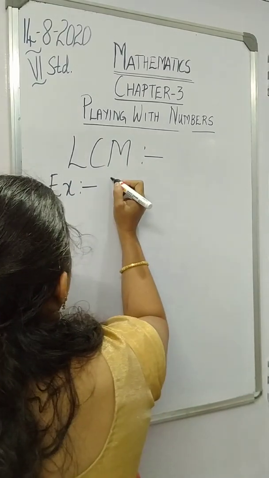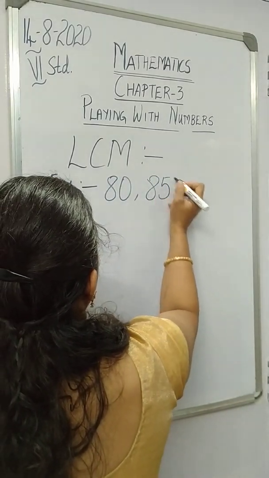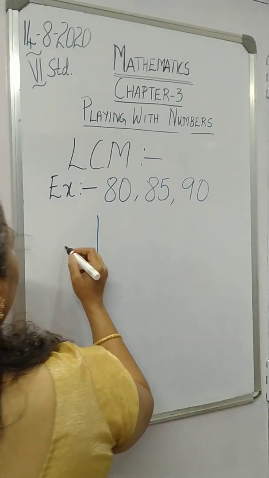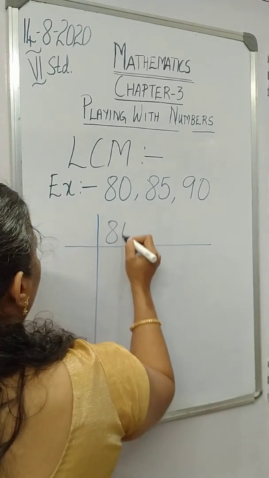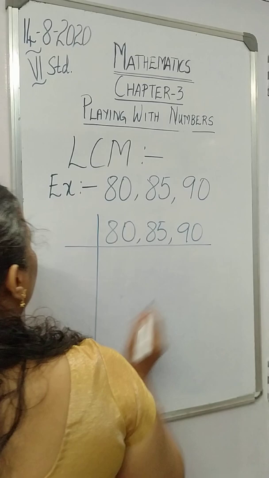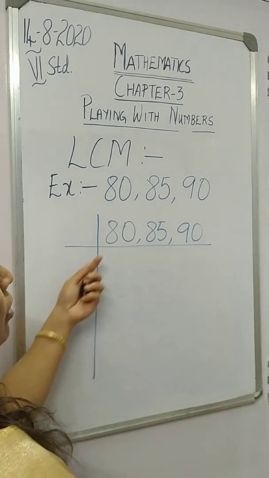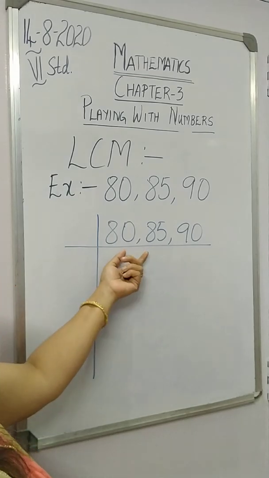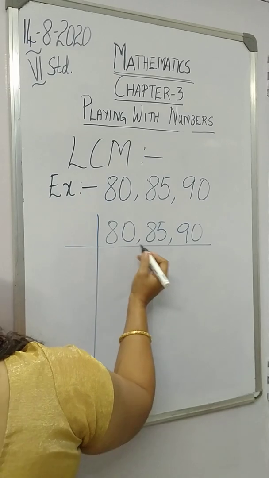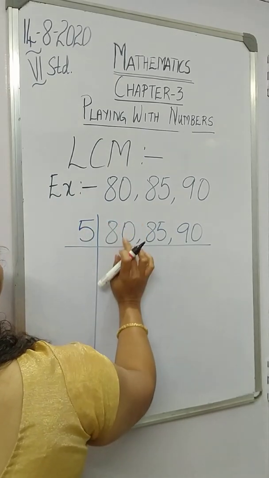Now let us see 80, 85 and 90. Three numbers I am taking. Let us factorize now. 80, 85 and 90. Yes, here we can use only the 5 table because all these numbers are divisible by 5. Is it or not? Yes. We have learned the divisibility. That is why we have learned it. We use 5 here.